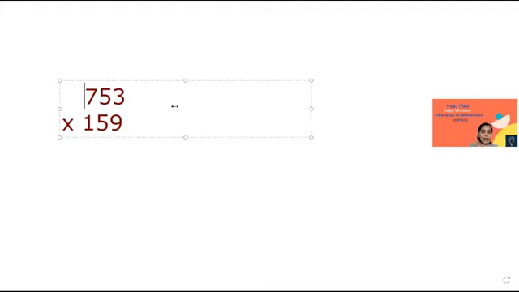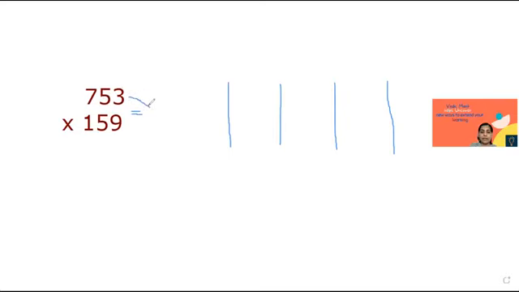Let's draw a line. I'm going to draw 4 lines. So I'll draw 1 line, then 2 lines, then 3 lines, and then 4 lines. So we have 5 places and we'll put the equal sign here. Very simple. First, we are going to multiply 9 once. Very, very simple. 3 multiplied by 9 gives us 27.